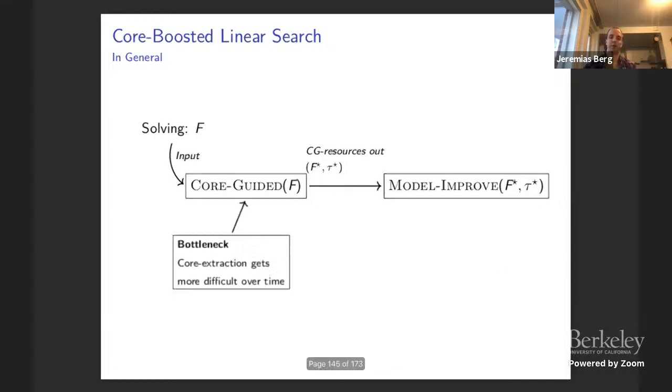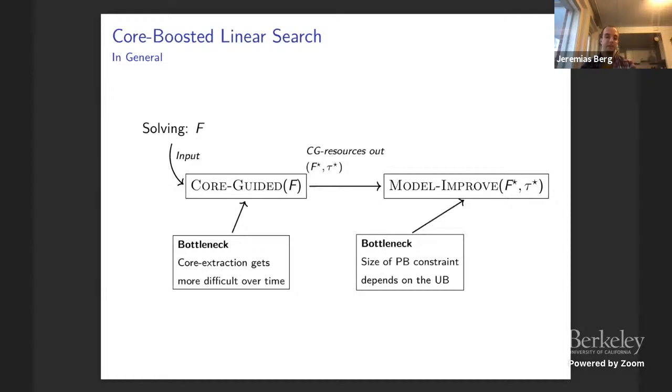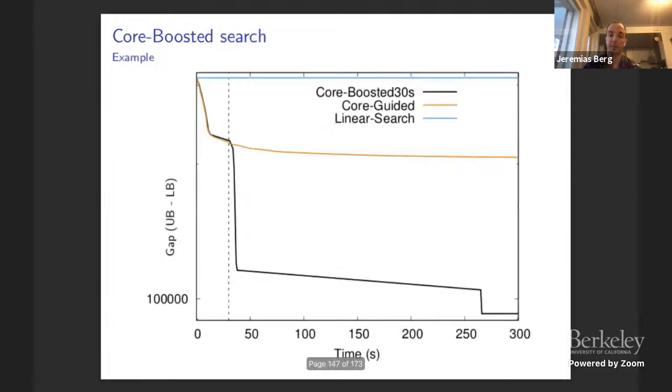And the intuition for why we would want to do this comes from these bottlenecks that we've already talked about. So for the core guided phase, you don't have to use big cardinality constraints, but the core extraction steps can get increasingly more difficult. And in the model improving case, the initial size of the pseudo-Boolean or cardinality constraint might be really large. So you might want to try to do anything you can to decrease it. So by combining these two in this way, we're expecting to get something that is never significantly worse than either one of these individual components. But actually what we found is that this combination can even be better than either of its components.